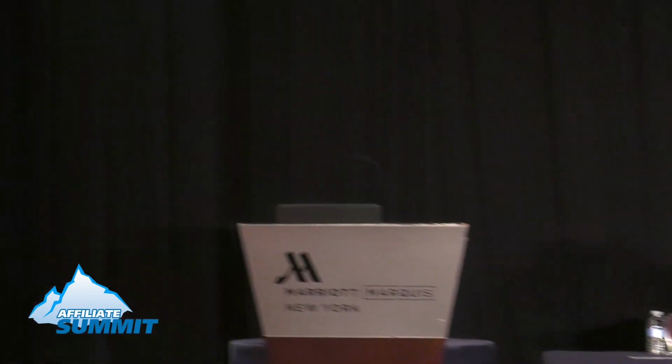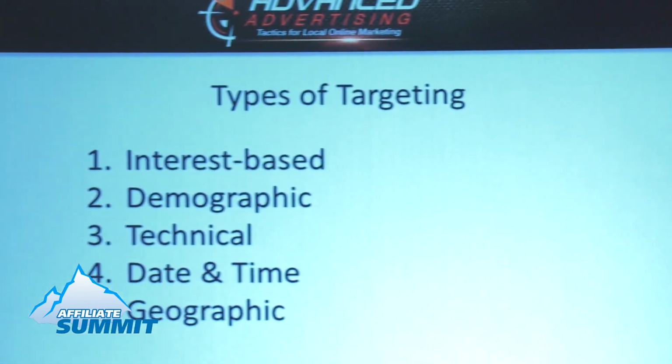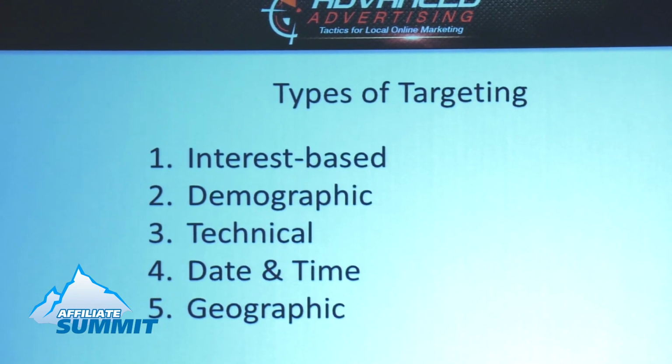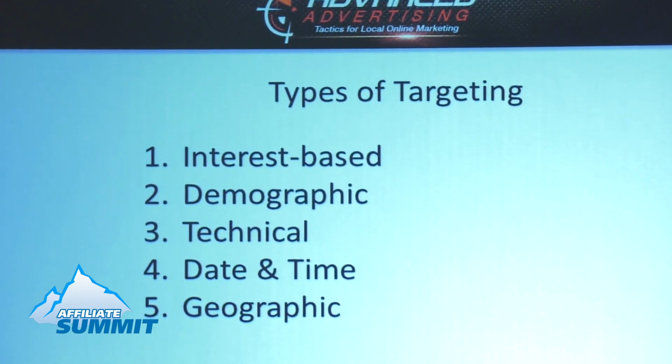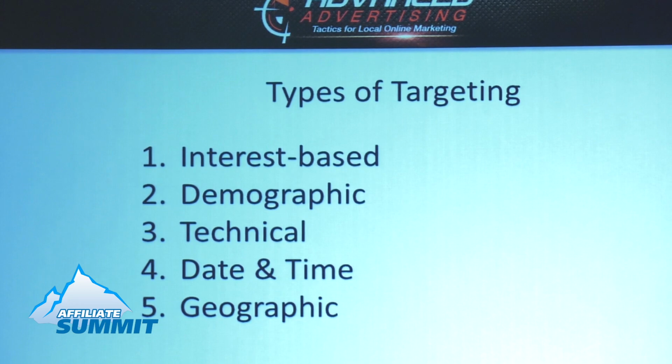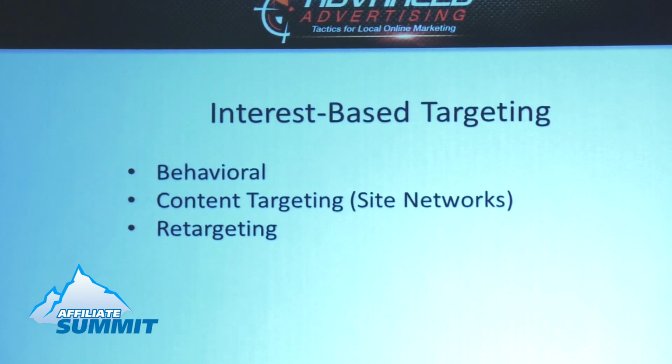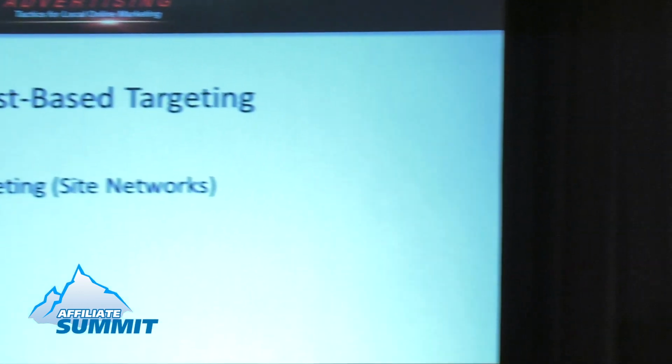So I'm just going to walk through the different kinds of targeting. These will mostly apply to programmatic channels, and in this case, I'm going to talk mostly about display, but I'll walk through them fairly quickly because we can go into super depth about any of these. Types of targeting: interest-based, demographic, technical, date and time, geographic. Interest-based. So behavioral targeting, that's probably the thing I've used most for display campaigns in the last year or two, and I've gotten much better at it than I was a couple years back.